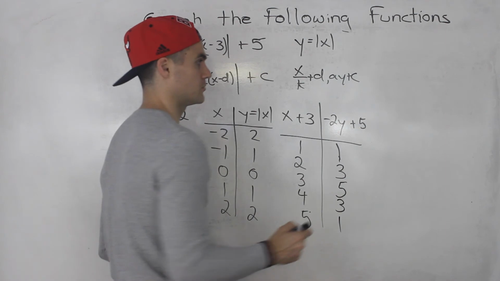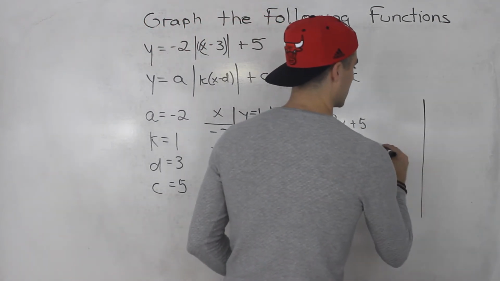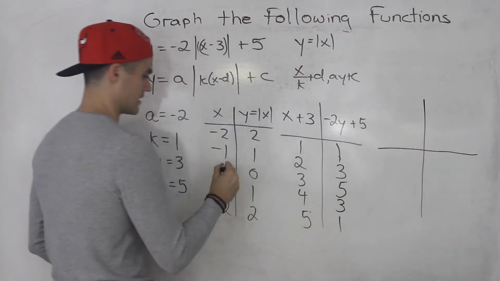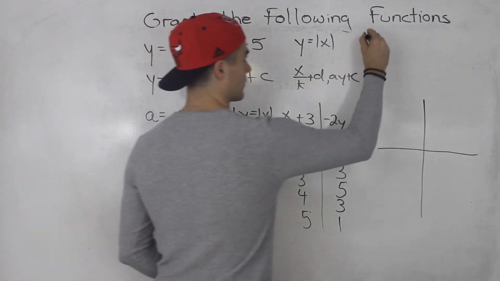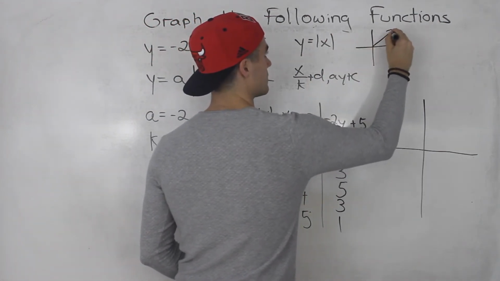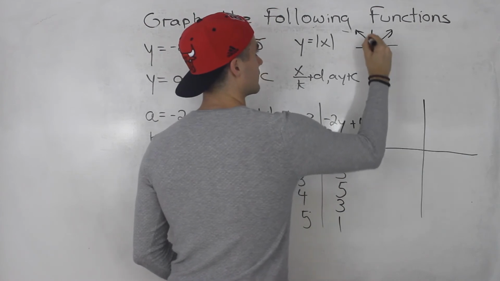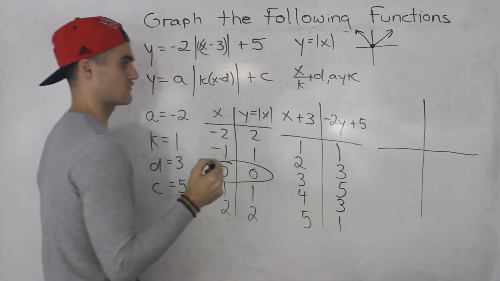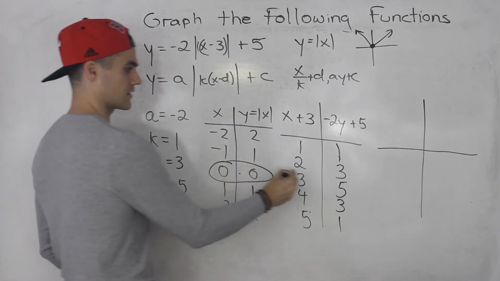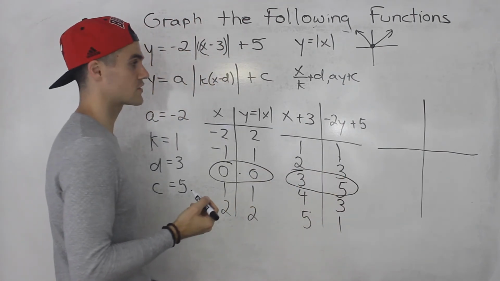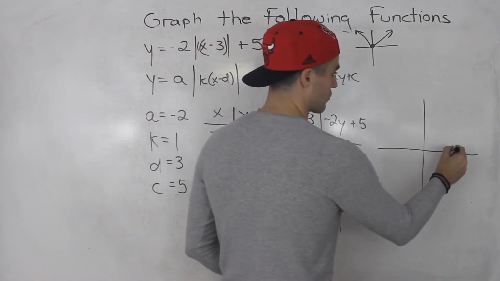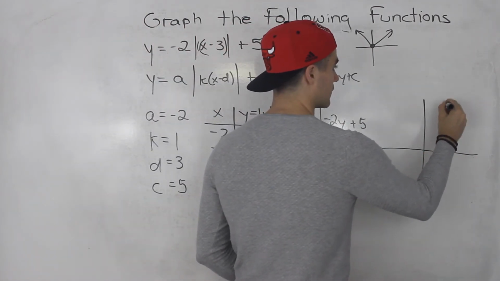So we just have to simply plot those points. Now, this here is the vertex for absolute value x. If you remember, absolute value x is just a V shape, and 0, 0 is that vertex. And this got transformed to this. So we know 3 and 5 is going to be the vertex. I like to plot that first. So 3 and 5 up here.